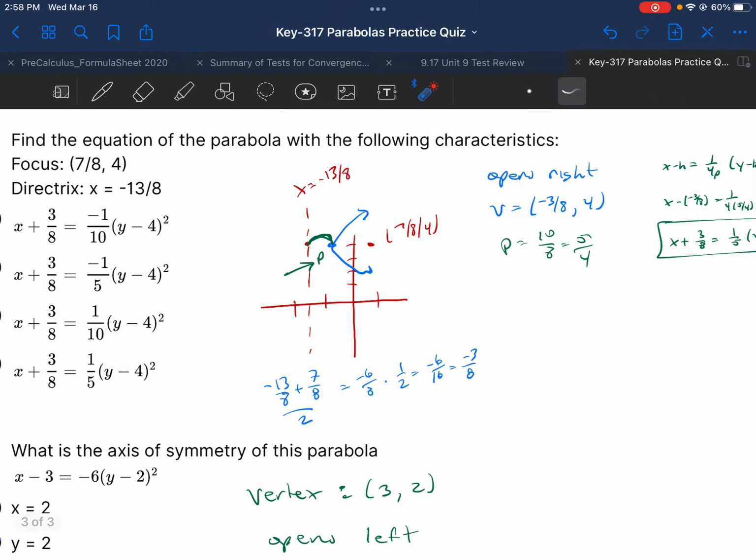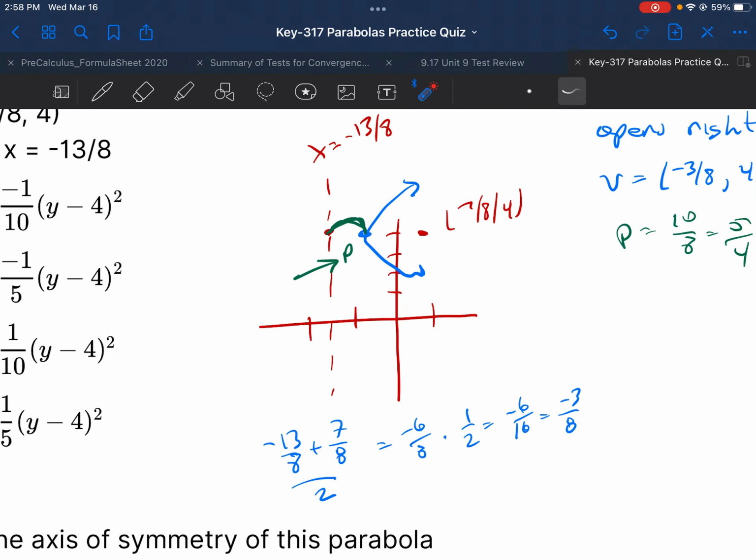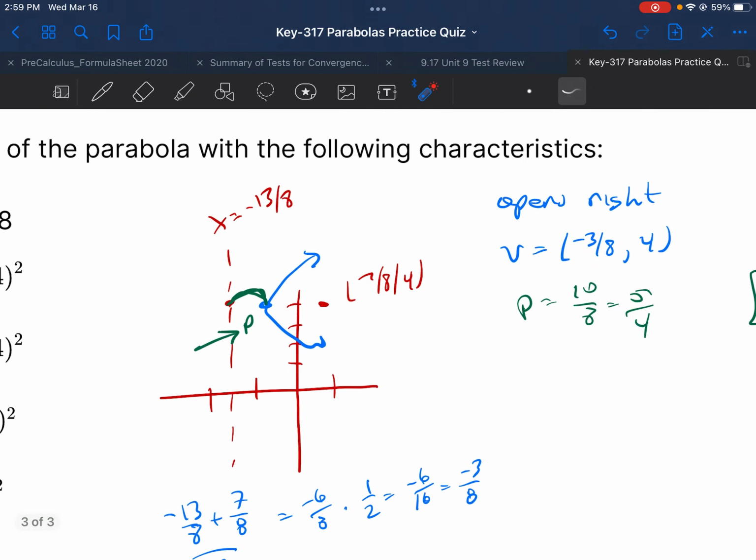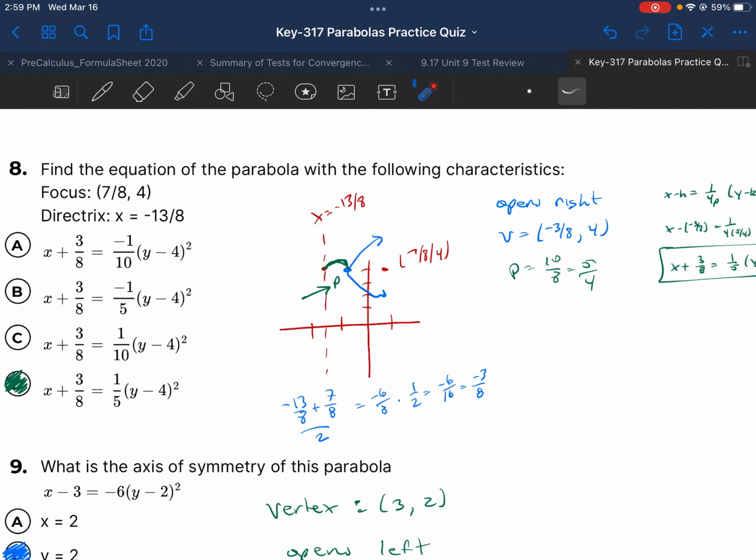We can also go ahead and find the direction of opening. We know that since our vertex and our focus point are to the right of the directrix, that's going to force the parabola to open right. And we can also find the p-value as the distance either between the directrix and the vertex or the vertex and the focus. But our vertex here had an x value of -3/8. Our directrix is at the x value -13/8. That distance between the two of them, -13/8 and -3/8, is a distance of 10/8, which is 5/4 when you simplify it. And because we're opening to the right, that is a positive direction, so we have a positive p-value.